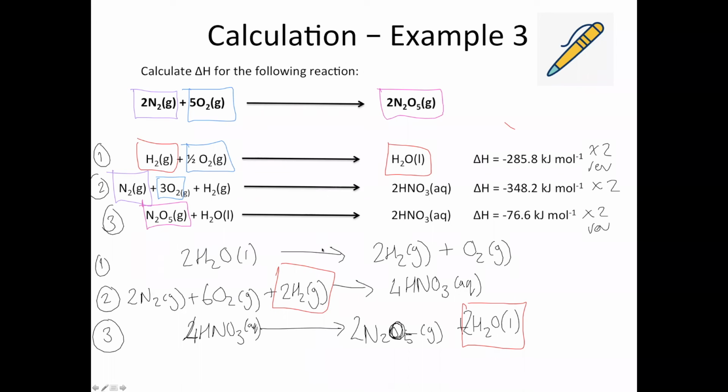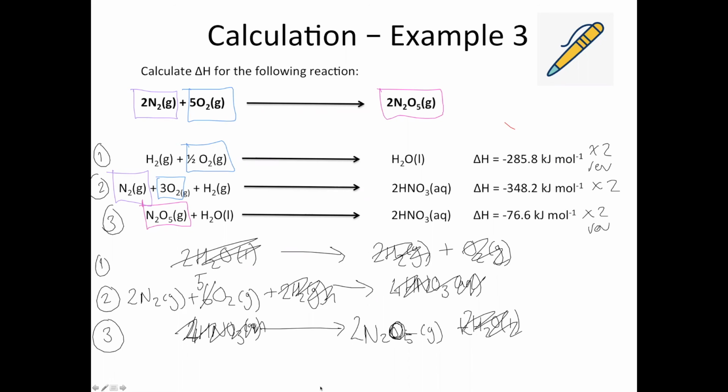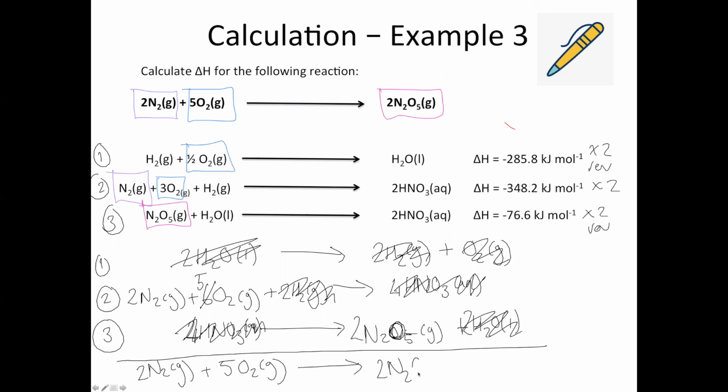Right, I'm just going to remove these red boxes now to make it a little less messy. Let's check that we've got our target equation now. We can cancel these 2 waters with these 2 waters, these 2 hydrogens with these 2 hydrogens. For the oxygen, we've got 1 on the right hand side altogether, and 6 on the left hand side altogether, so that cancels to give 5 moles. Then we've got 4 HNO3 and 4 HNO3, and that's the only thing we can cancel. So we write what we've got left: 2N2 gas plus 5O2 gas into 2N2O5 as a gas, and that's our target equation.